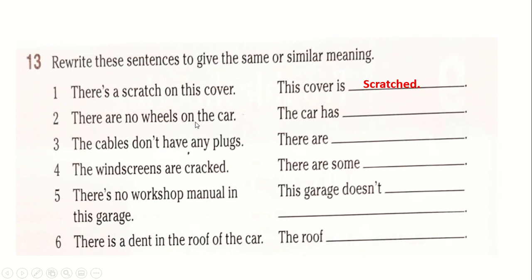There are no wheels on the car. ما فيش عجلات في السيارة. The car has no wheels. ما فيهاش عجلات. The cables don't have any plugs. ما فيهاش أي plugs. So there are، هنعمل جملة شبه دي كده. There are no plugs on the cable. There are no plugs on the cables.